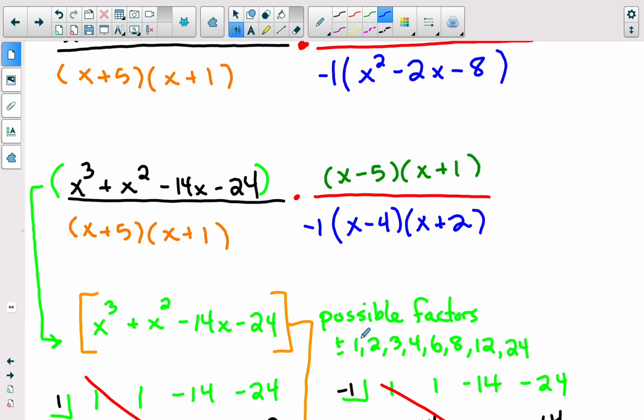But notice what factor is not in this list, 5 or -5. So we wouldn't want to look at these factors, right? And I don't really see factors of 6, 8, 12, and 24 right now. So I'm going to start looking at factors of plus or minus 1 and 2 and possibly 4 first.